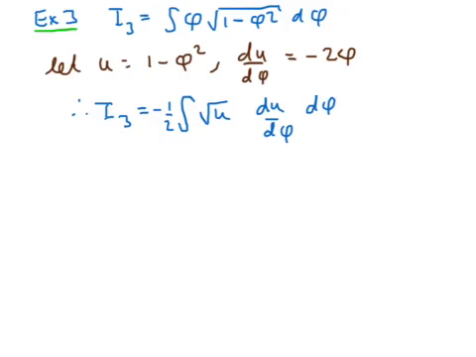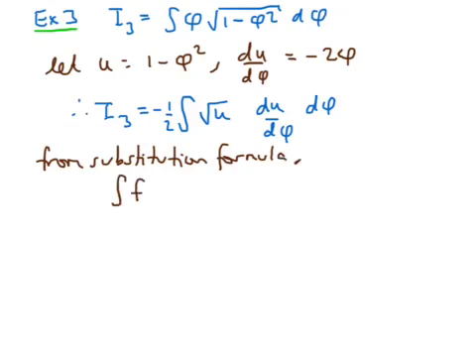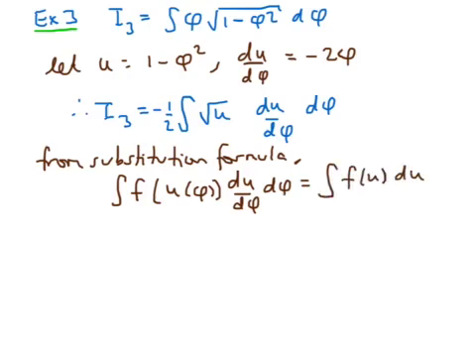So therefore from the substitution formula that we wrote down in exercise 1, I'll just write it out again: the integral of some function f of u of phi multiplied by du d phi, integrated with respect to phi, is equal to the integral of f of u integrated with respect to u, and at the end we replace u by u of phi.